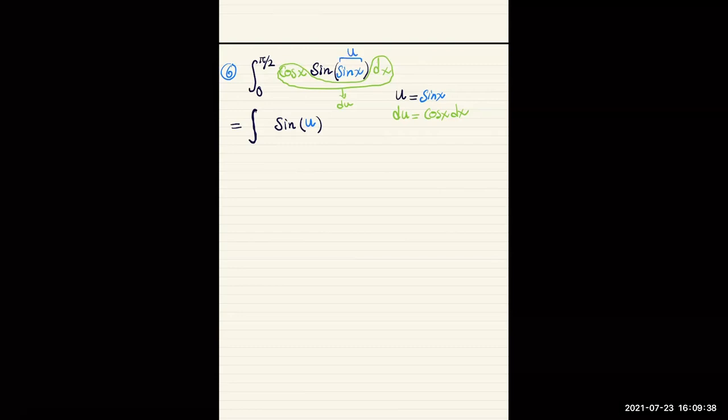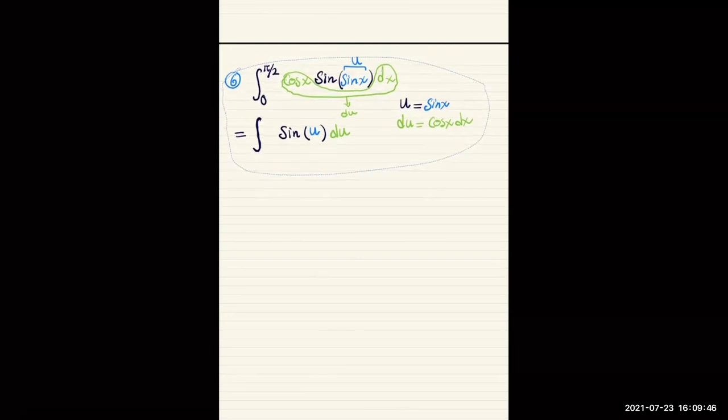Okay, cosine x dx is du. So the antiderivative turns into just the antiderivative of sine of u, an elementary antiderivative. Now transform those limits. So how do I transform these? Well, you use the relation between u and x, this relation.